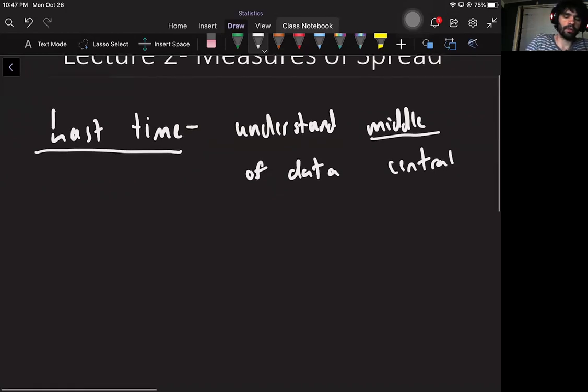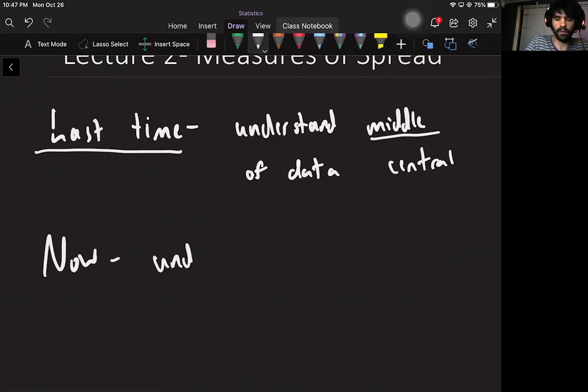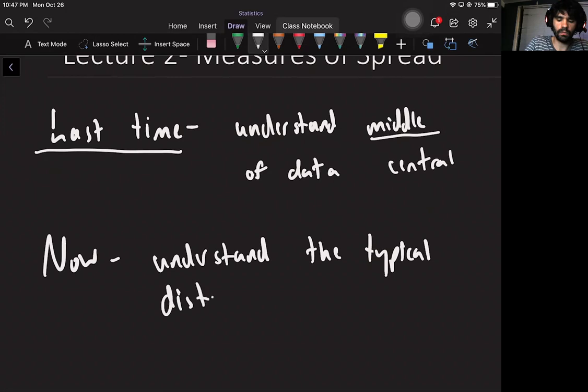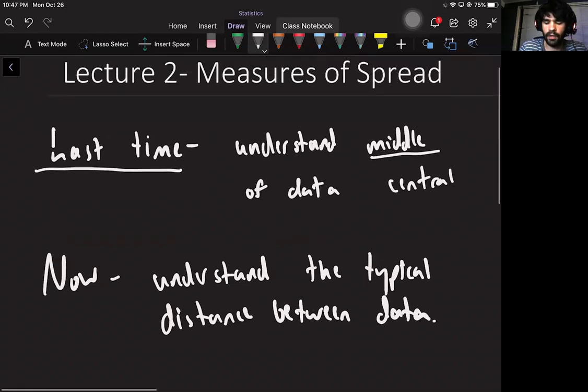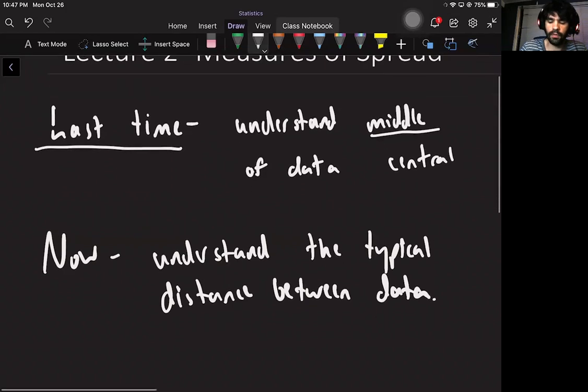So we want to understand now what it means for things to be more or less spread out in terms of data. So we want to understand the typical distance between data, because that's exactly what thinking about spread should be, right? How spread out things are is really just how far away they are from each other. So we're just going to think about what the typical distance is between some data.